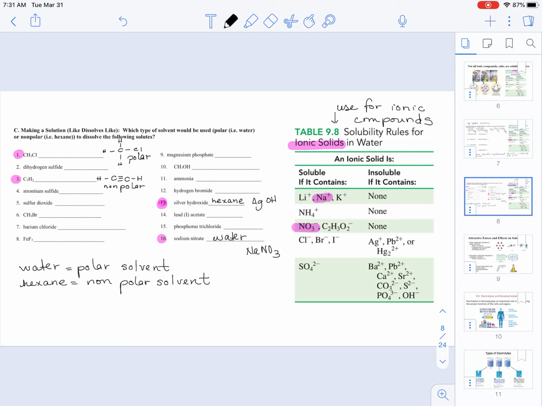Previously, I showed you guys how if you have a polar molecule, then it's going to be dissolved and it can combine with polar solvents. So in this case, because my first molecule is polar, the solvent that is going to be utilized to make a solution is going to be water. Because remember, the molecule is polar, so it needs a polar solvent, that in this case is water.